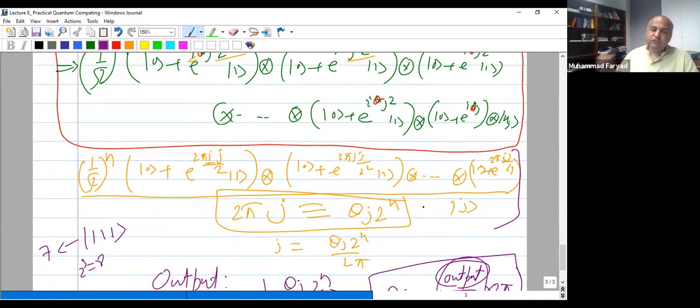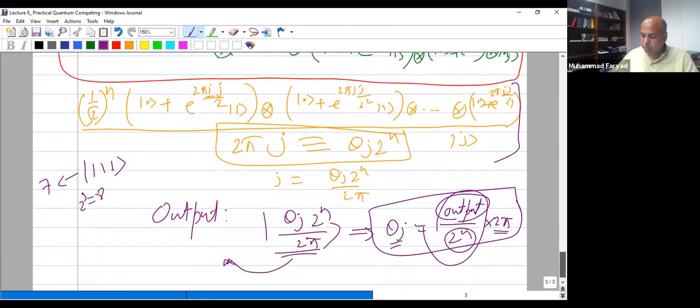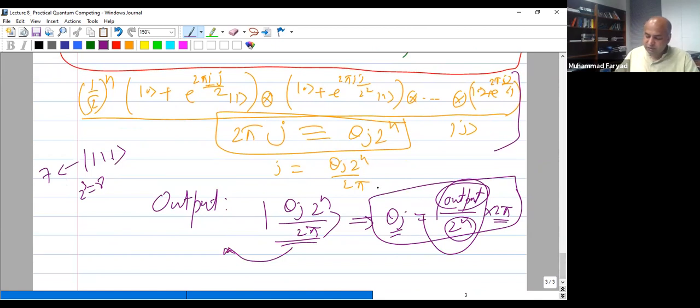And then you just take the inverse Fourier transform to measure this state, which in this case corresponds to theta j times 2 power n over 2 pi. And from there, we can find out the phase.